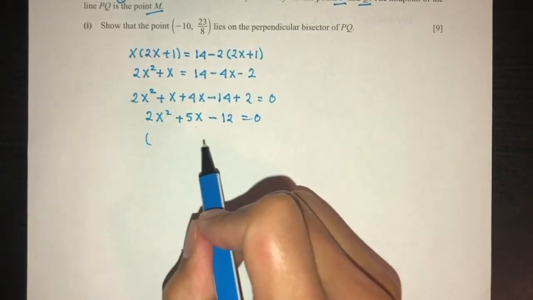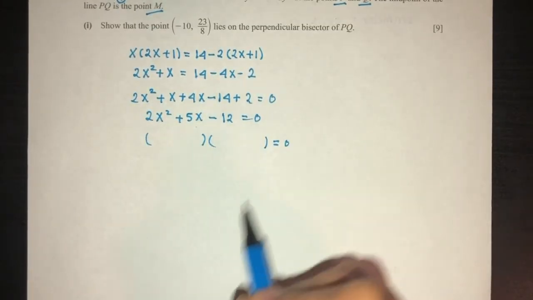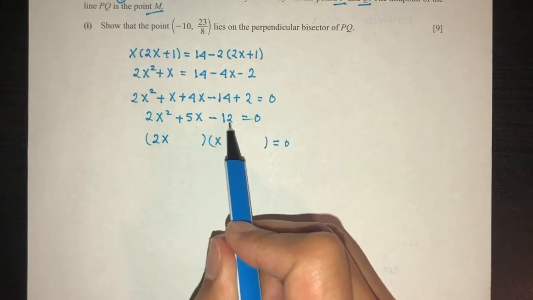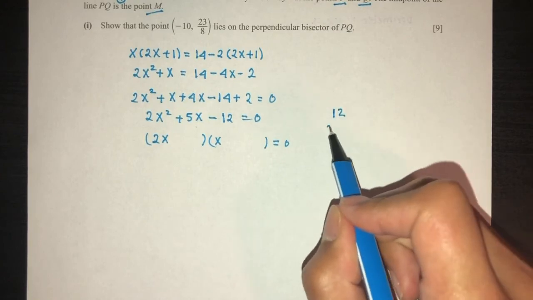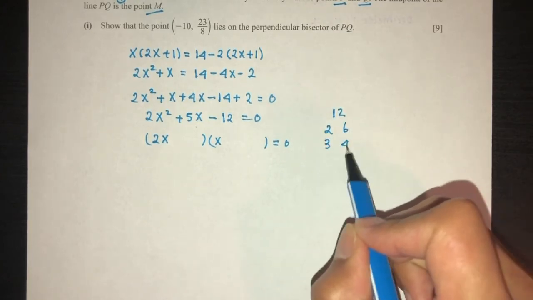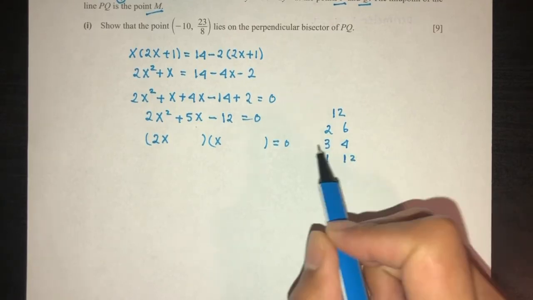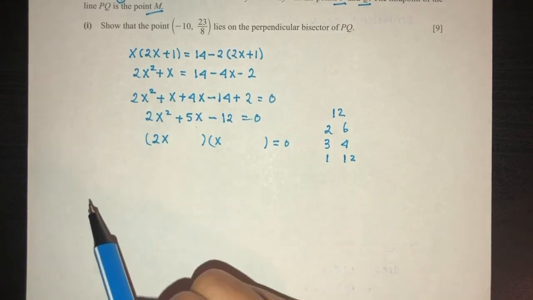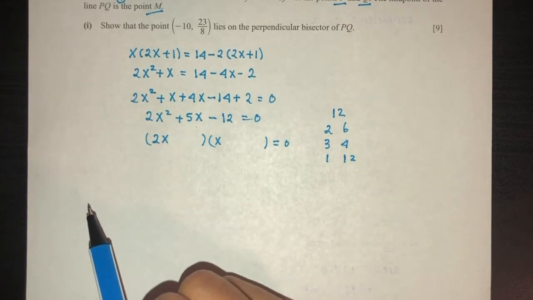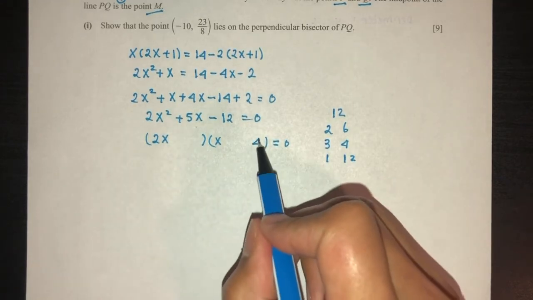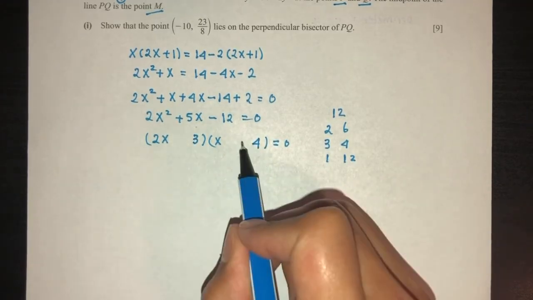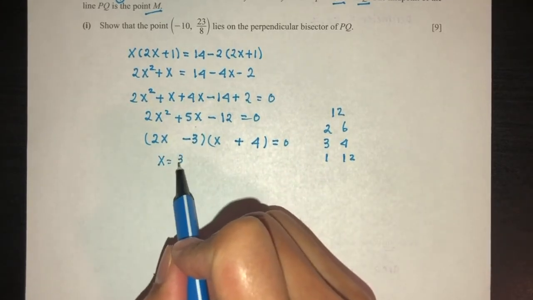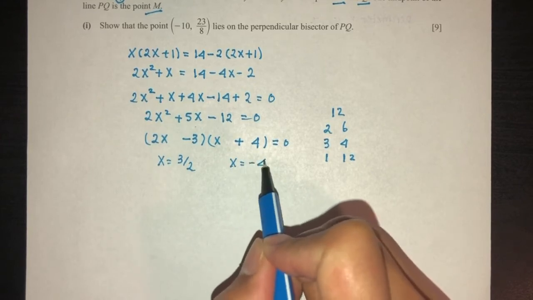Now let's factorize to see the values of x. So 2x squared is 2x times x. Now this is 12. What are the factors of 12? 12 is 2 times 6 and 3 times 4, also 1 times 12. So we have to choose a pair to put in this place. How can we get plus 5? If you choose 4 here and 3 here, so 2 times plus 4 is 8, minus 3 should be plus 5. So x is 3 over 2 and x is minus 4.